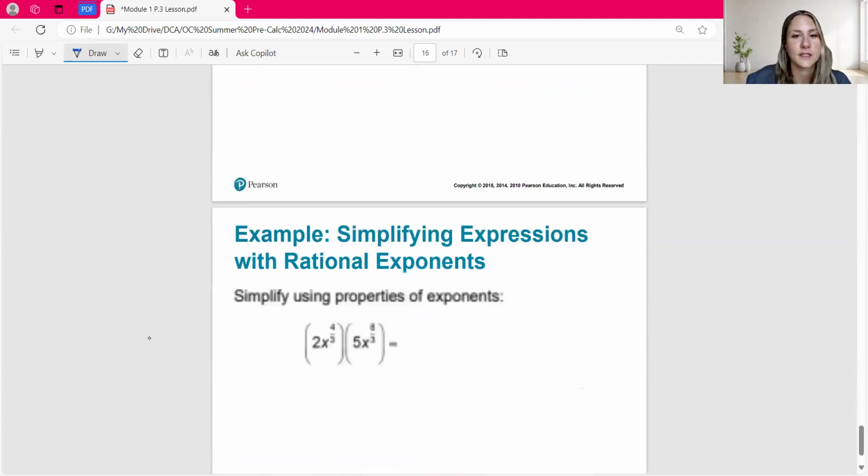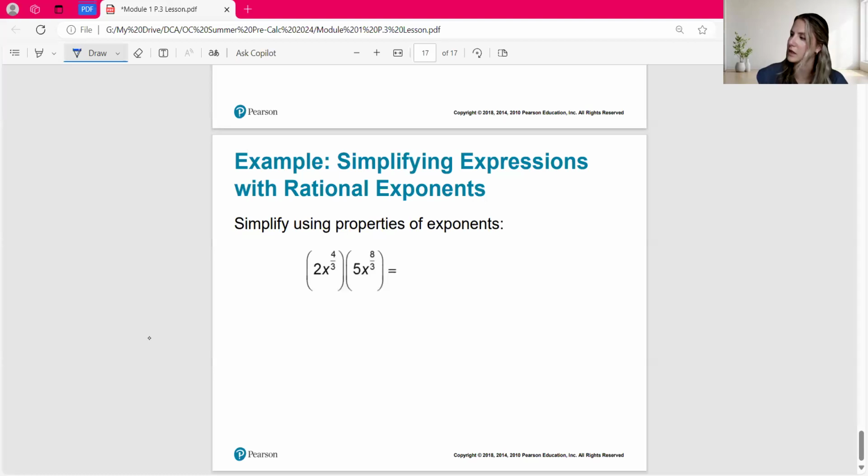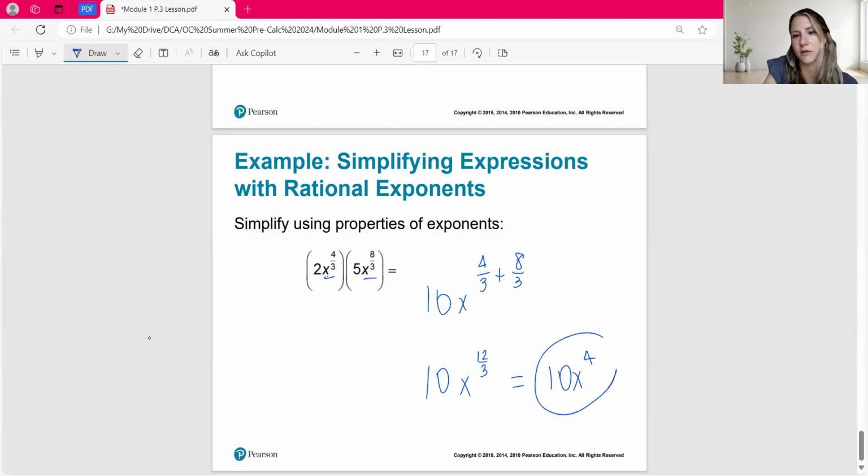And then our final example, we're just going to simplify using properties of exponents. So we're going to focus on like terms. I like to do the 2 times the 5 first, so that's going to give me 10. And then remember, when we're multiplying variables, we add the exponents. So I'm going to have x to the 4/3 plus 8/3. That's going to give me 10 times x to the 12/3, which is going to give me 10 times x to the 4th power.